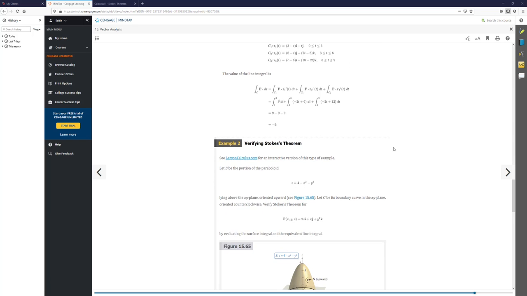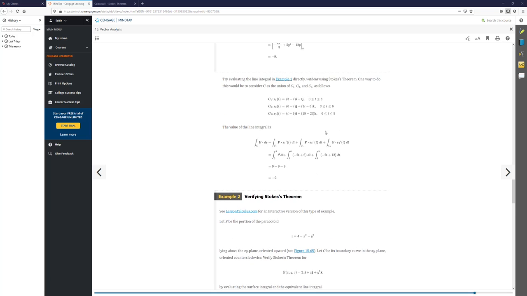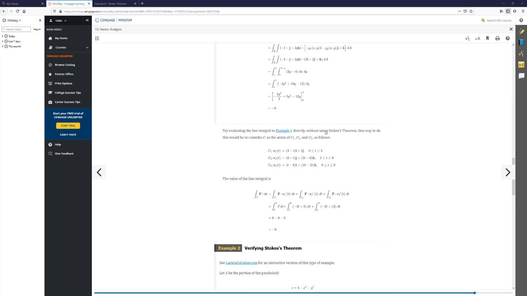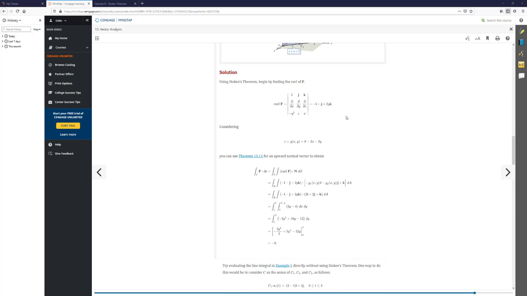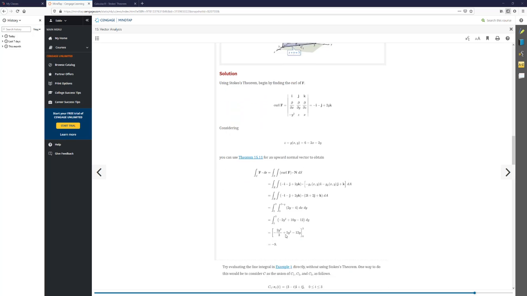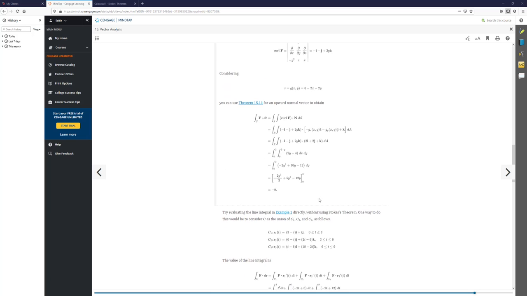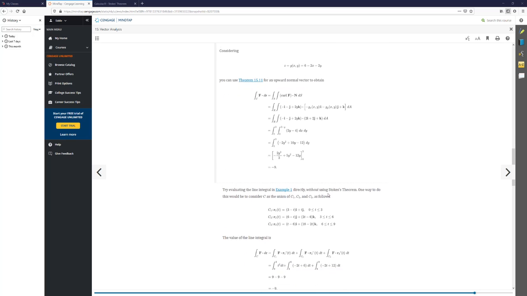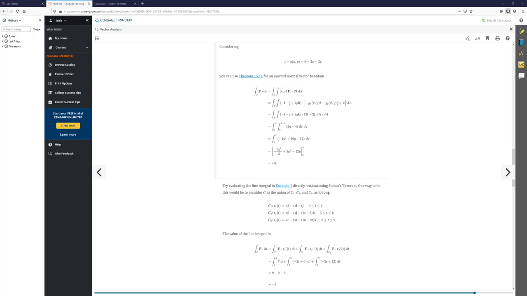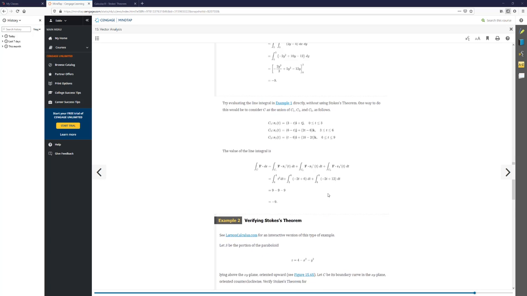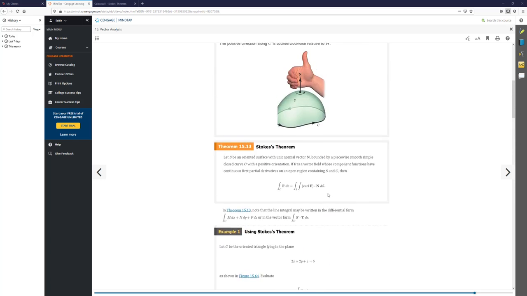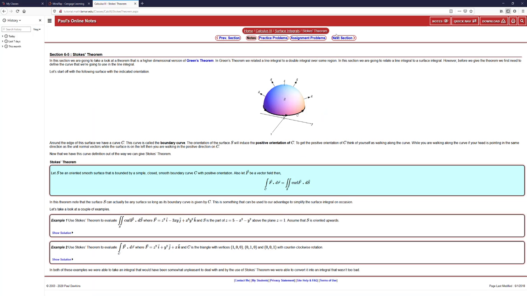So the line integral will give you the same answer, but even though it may look like a lot more work, it's usually easier to use Stokes Theorem to do this. And just to give you another visualization of Stokes Theorem, I went to Paul's notes. Again, he just says it's the higher dimensional version of Green's theorem.